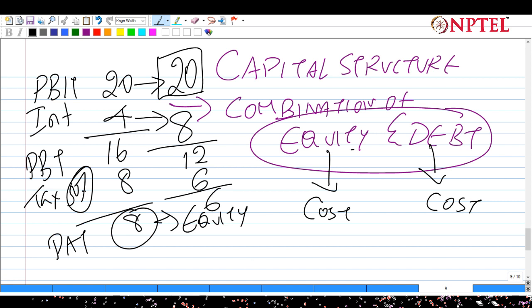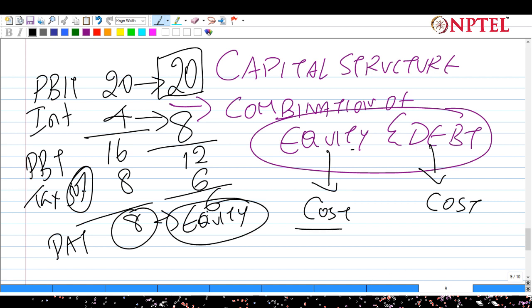So what happens? The risk of the equity holder keeps on increasing as debt in the capital structure keeps increasing. Why is there risk? Earlier he got $8, now he's getting $6. Why? Because the debt holders earlier were getting 4, now you have doubled the debt and they are getting 8. They are not taking any cut. The risk for the equity holder keeps on increasing as the capital structure keeps changing.